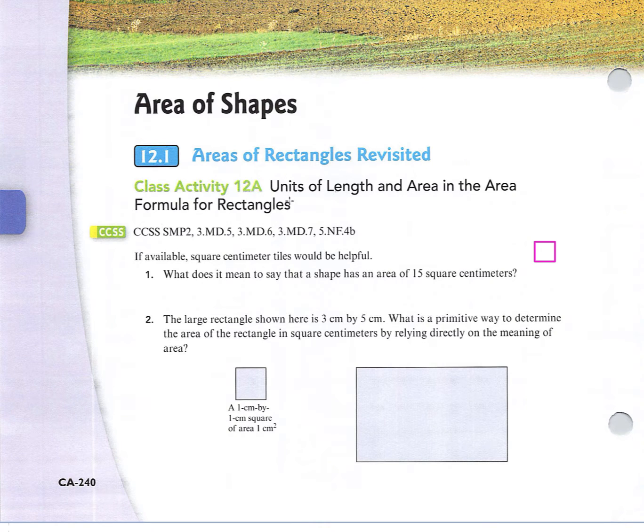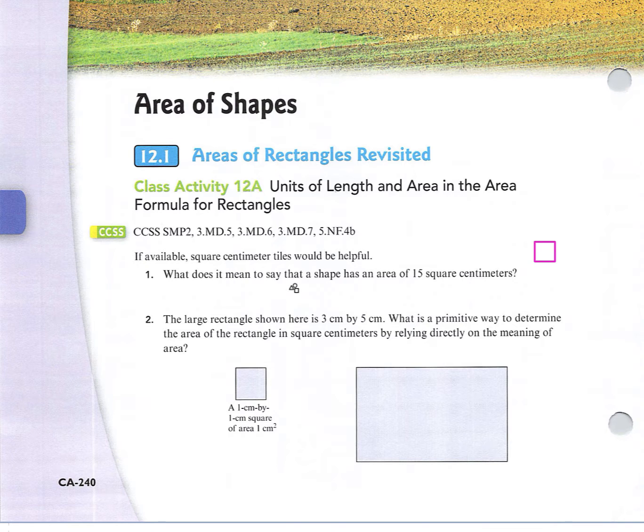Class Activity 12A looks at the units of length and area in the formula for rectangles. So, what does it mean to have an area? Well, by definition, that is when we cover a surface with 1 unit by 1 unit square tiles, and we can break those tiles apart and we can put them back together again, but we count how many of those tiles are on top of the shape.